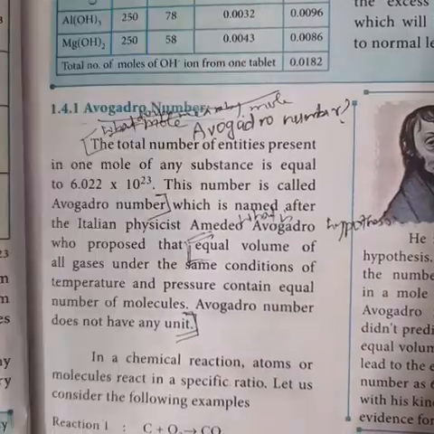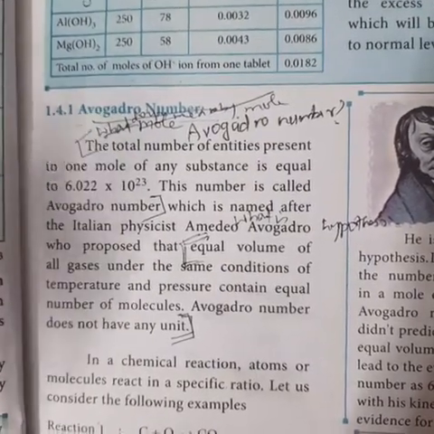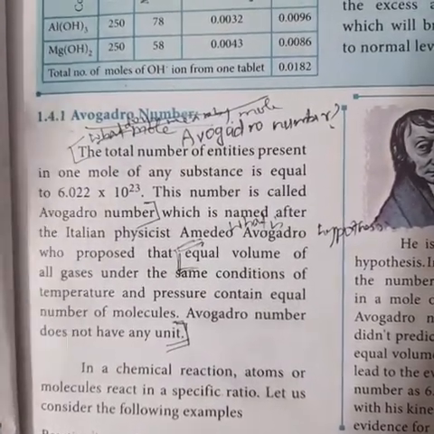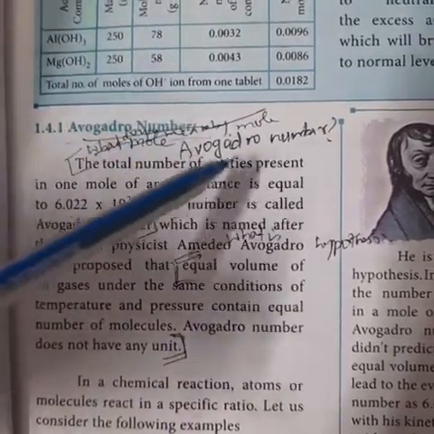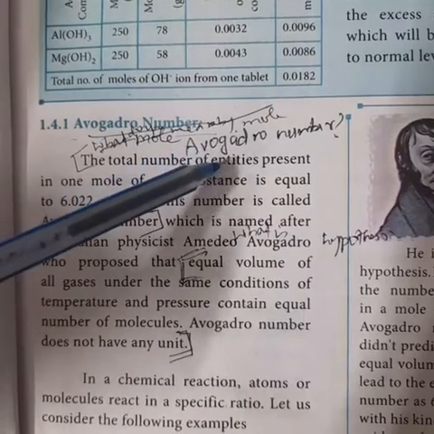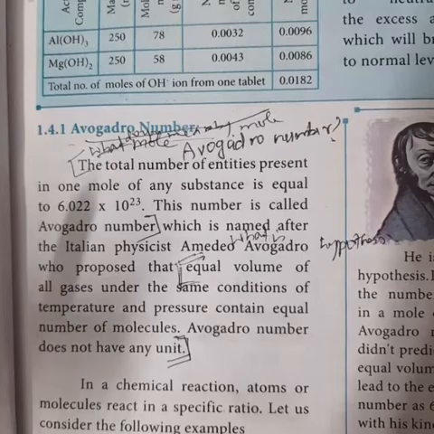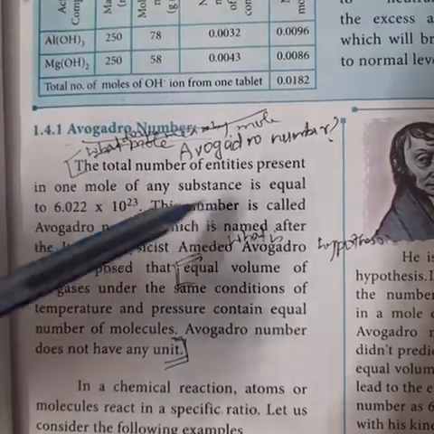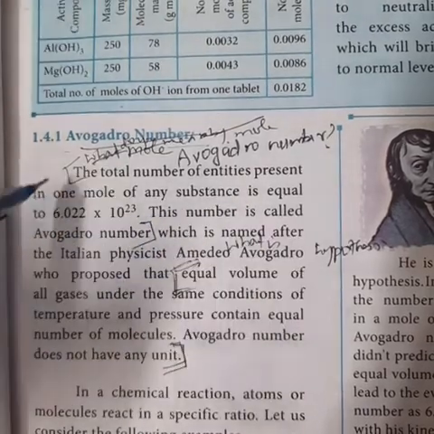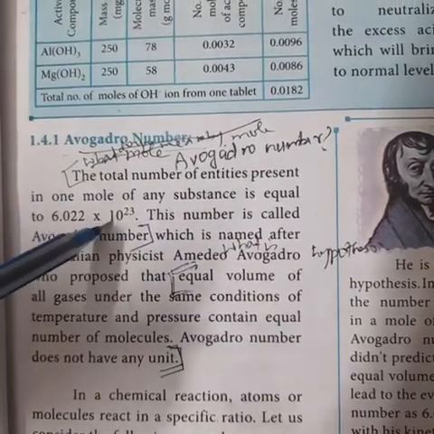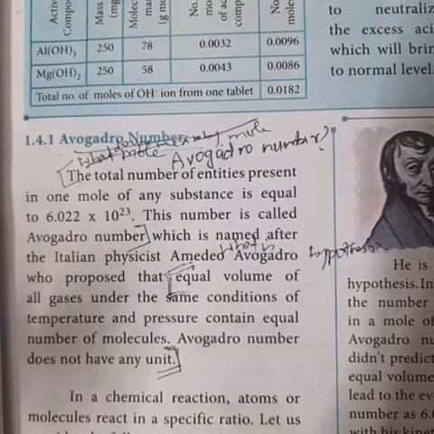Students, page number 7, take page number 7 now. 2 important questions, now we are going to mark. One is, what is Avogadro number? The total number of entities present in 1 mole of any substance is equal to 6.022 into 10 power 23. This number is called the Avogadro number. Up to here, auto mark.